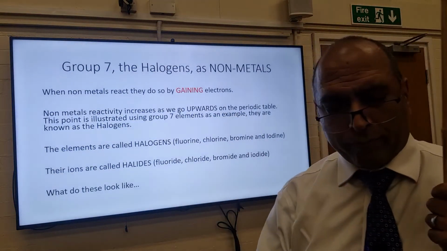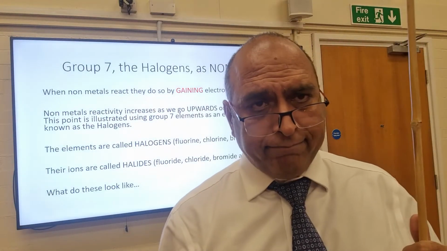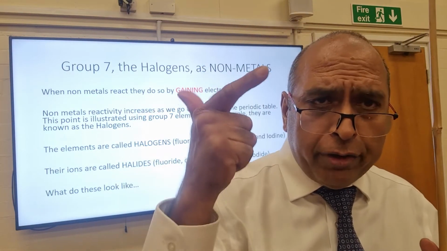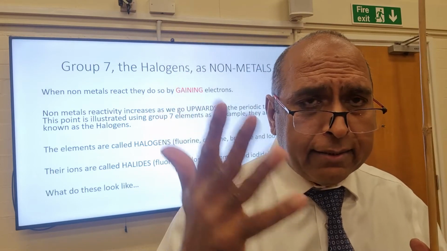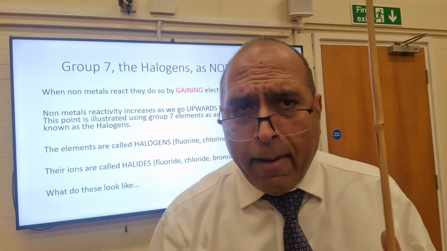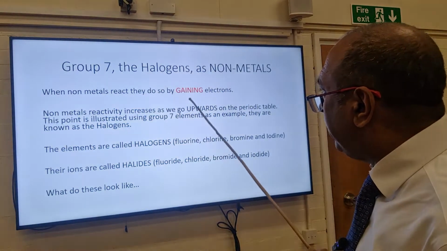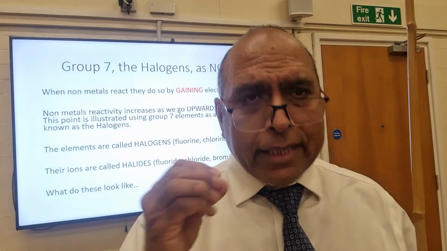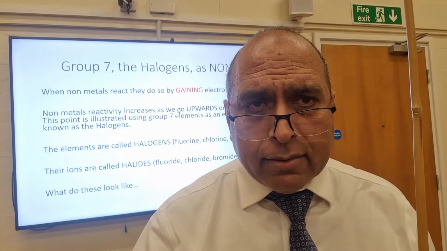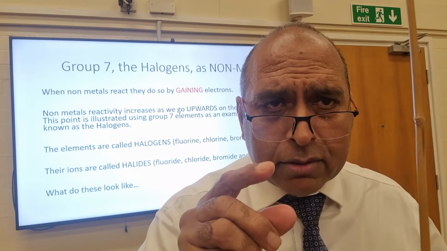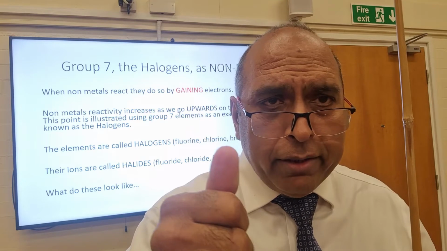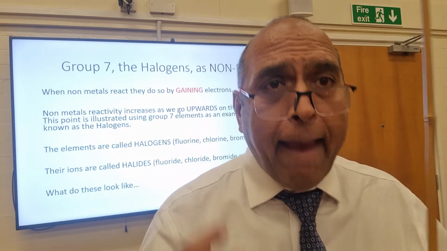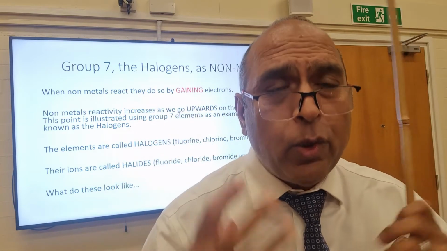Now we're going to look at the opposite of that. We're going to look at group 7. Group 7 are nonmetals: fluorine, chlorine, bromine, iodine, astatine. Those nonmetals all react by gaining electrons. So for the gain of electrons, the small atoms, like fluorine, will be able to gain electrons more easily because the attraction will be greatest.